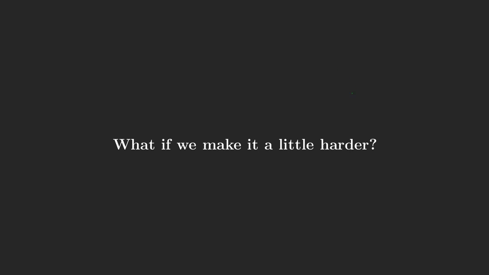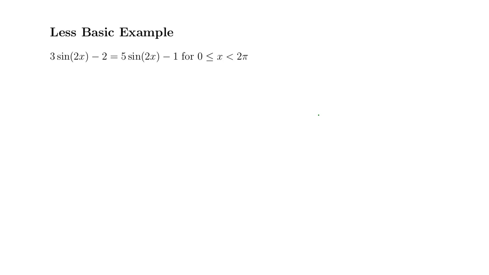So, what if we make it a little bit harder? What if we look at something that has more than just two answers, and so maybe it has a different number of solutions in a single revolution? So here's a more tricky equation right here. And also notice I've given us this restriction. I've said 0 is less than x, and that's less than 2π. Really, we're going to say our angles are in the first revolution.